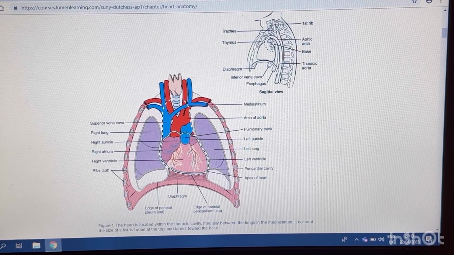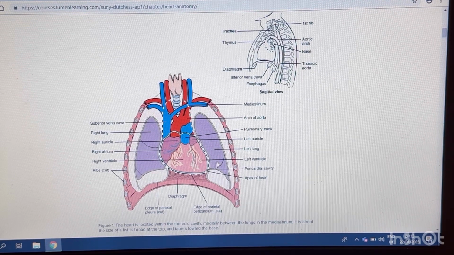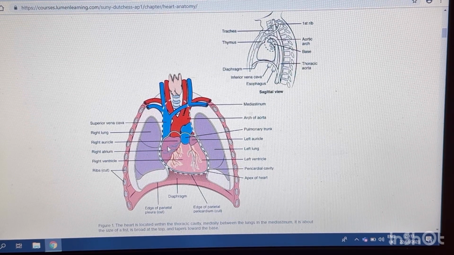Let's come to this main picture. It gives us a lot of information. As I told you, the heart is cone shaped. So you see this is the apex, which is a cone-shaped apex, okay? And the broader space is on the superior side, where the blood vessels are. It is in the mediastinal cavity, which is the cavity between the two lungs, okay? And it is resting on the diaphragm. The diaphragm is a separation between the thoracic cavity and the abdominal cavity.